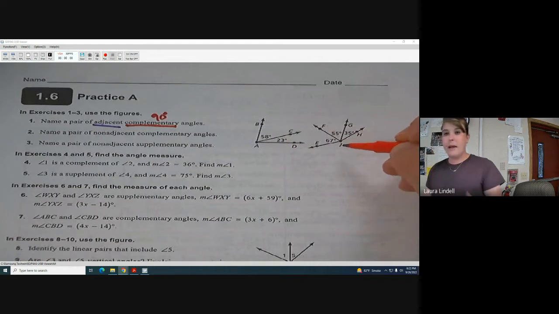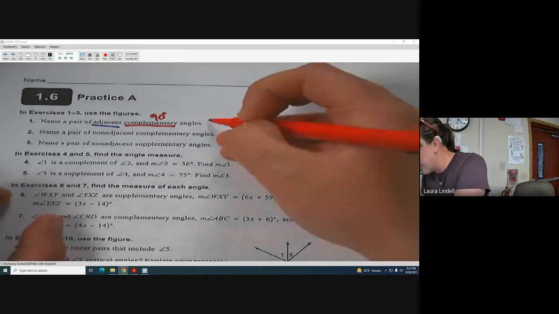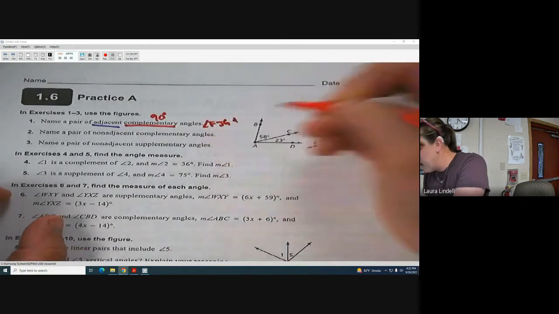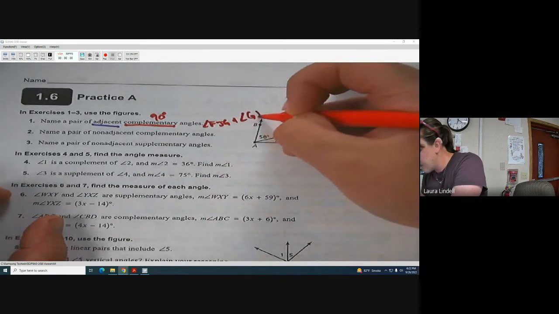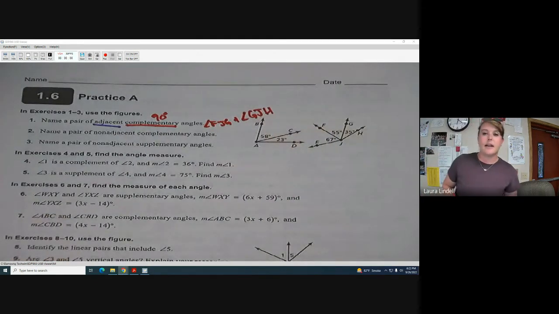So I want to name that pair of angles. So one of them is angle FJG, and the other one was GJH. So that'd be this one here. All right, so those ones are adjacent and they add to 90. So they're adjacent complementary angles.